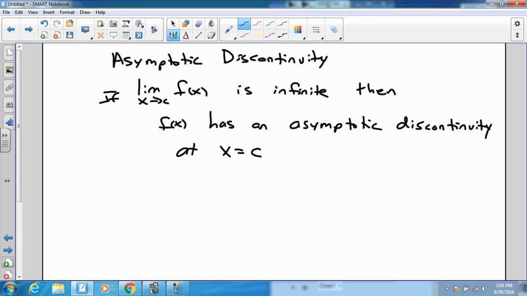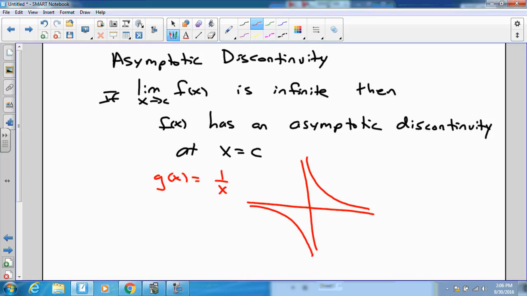Now we've seen this before also, except we called these what? If my limit was infinite. Yeah, true. We called them what kind of asymptotes? Vertical asymptotes, exactly. And the limit was infinite, and that was our clue that the graph had a vertical asymptote here. So, the classic example here is g of x equals 1 over x. And we all know the graph. Here we go.